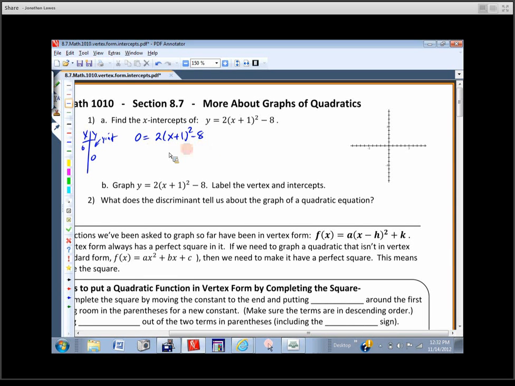Now, if I have to solve this, I could do this a lot of different ways. We could complete the square. Well, wait a minute, that's kind of already got a perfect square. And the reason we complete the square is to make it so we can use the square root property. Can I solve this using the square root property?